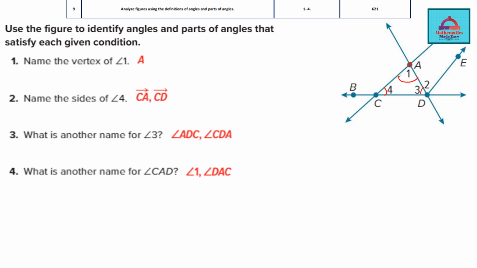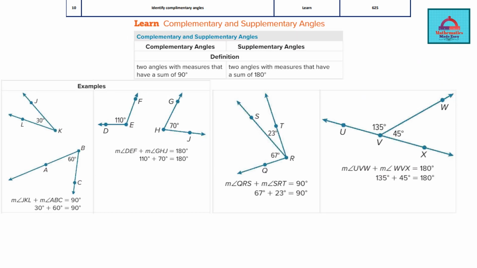What is the another name for angle CAD? CAD. Can I say it is angle 1 or DAC? So both are correct. This is the answer. This is the last concept of part 1, where you are going to look at complementary and supplementary angles. And here the important thing to remember is that complementary angles add up to give you a measure of 90, to give you a right angle, whereas supplementary angles add up to give you a measure of 180.